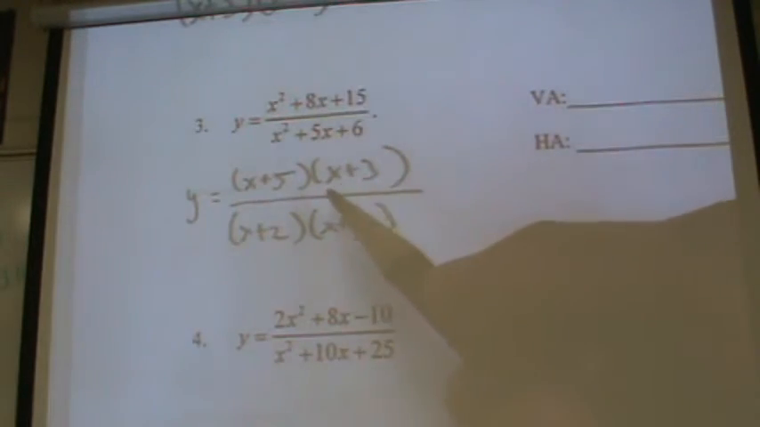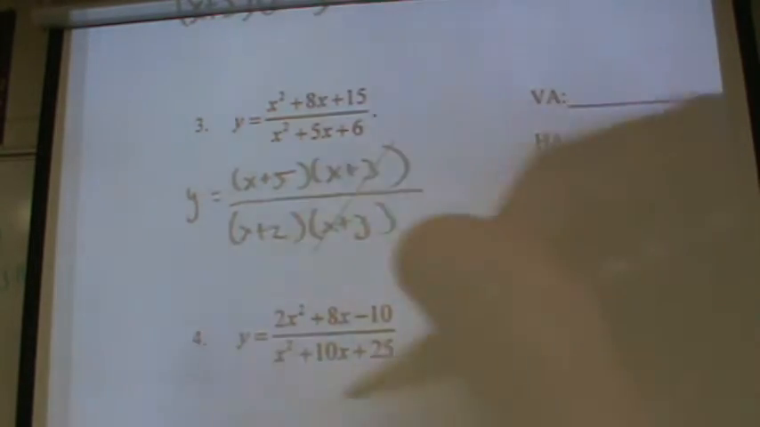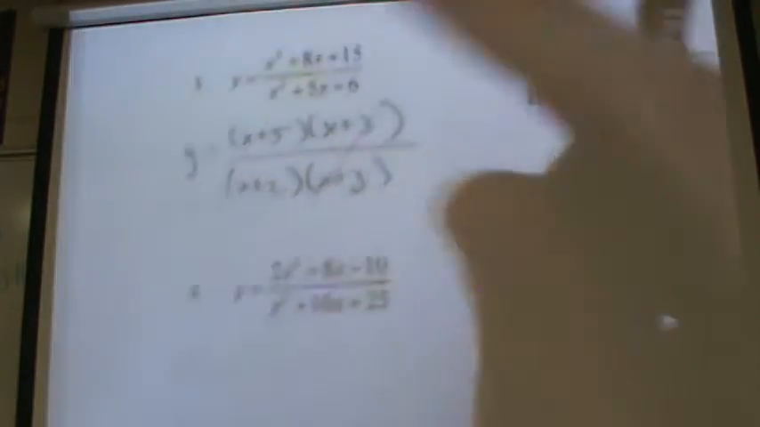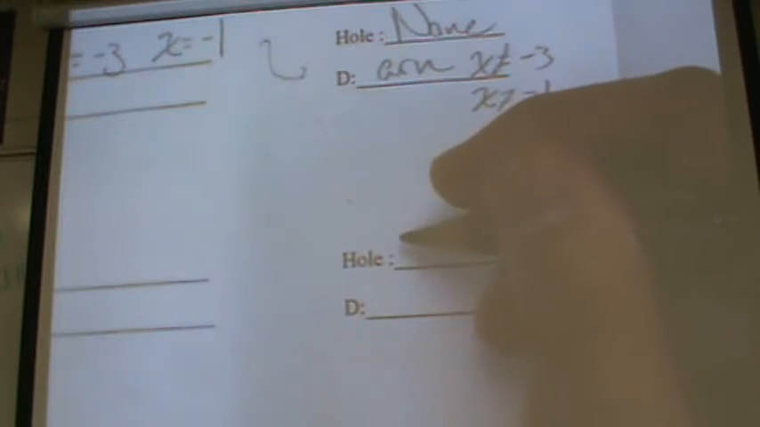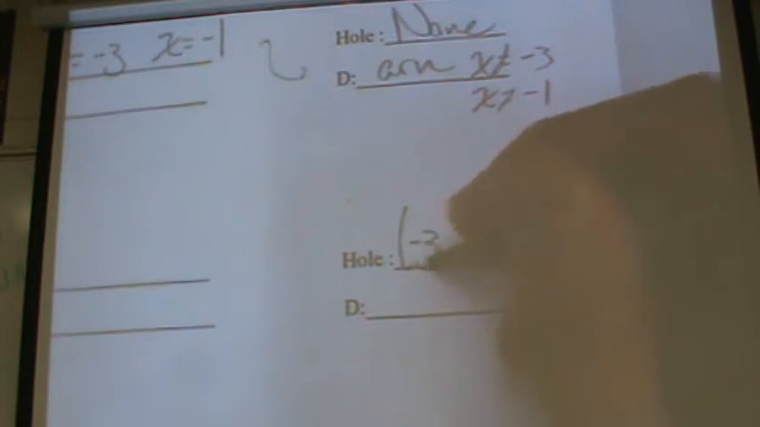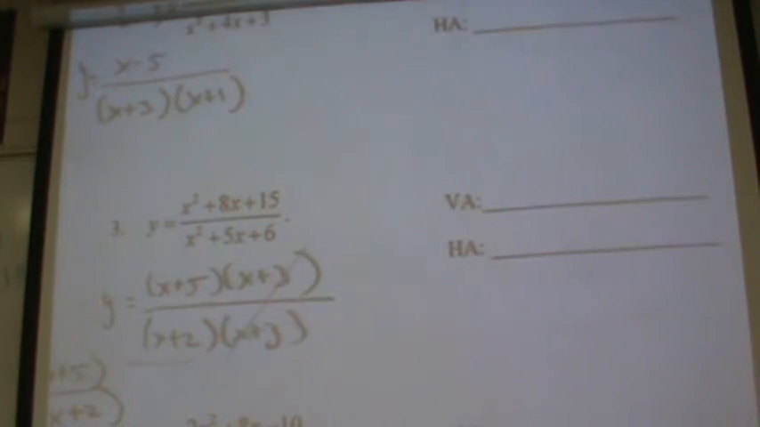There will be a hole in this one because the x plus 3 repeats in both the numerator and the denominator. We're going to cancel that out. We'll rewrite it as y equals x plus 5 over x plus 2. Okay. So we move over to your hole, because you know there's going to be one, because x plus 3 canceled out. So it'll be the -3. Now plug -3 into this equation after taking x plus 3 out.